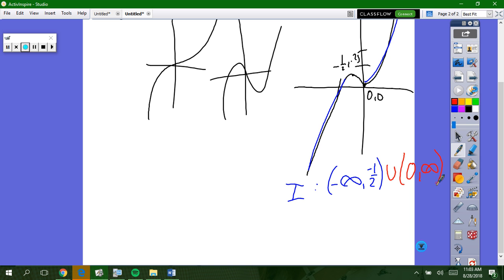All right. Where am I decreasing? Negative 1/2 to 0. Noticing in between that range, as I move to larger x values, my y values are getting smaller, correct? U means union, which is an or statement. It's saying this one or this one are in.